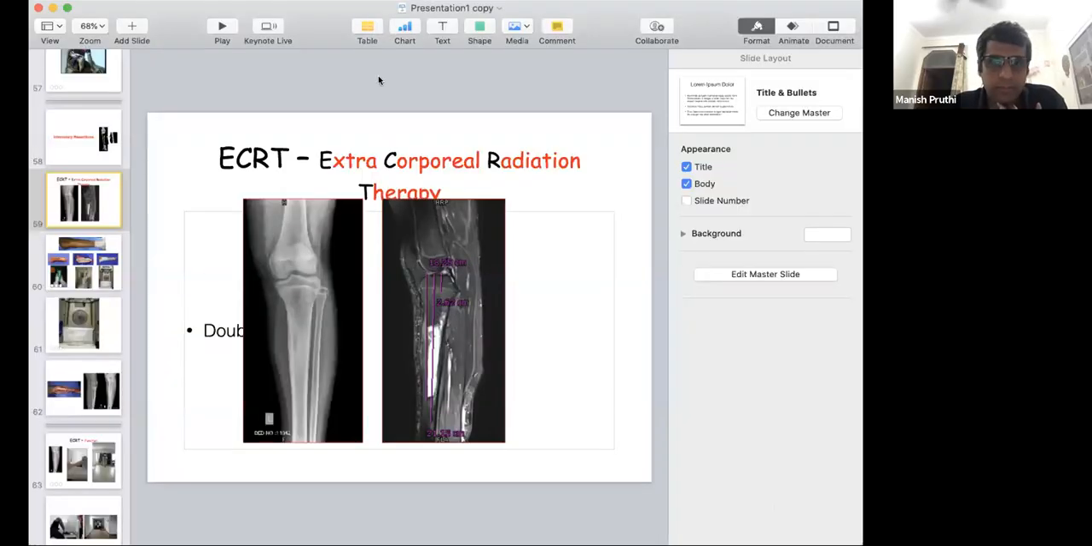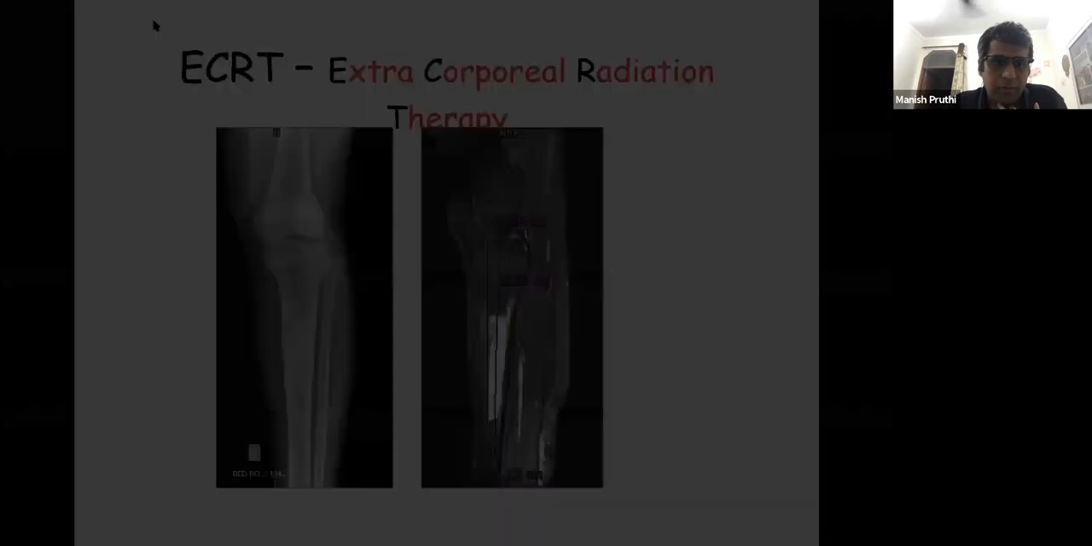If you allow me, I'll show you an extracorporeal case so that you can understand better how we do it. Okay, sure, certainly. So I'll share my slides again so that you understand how we are doing an extracorporeal radiation. Can you see these slides? Yes, sir.